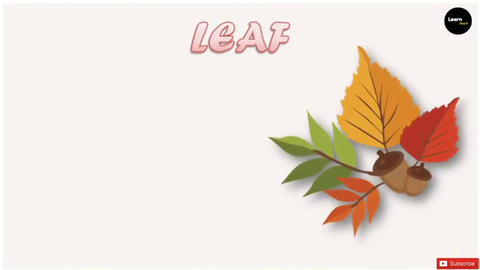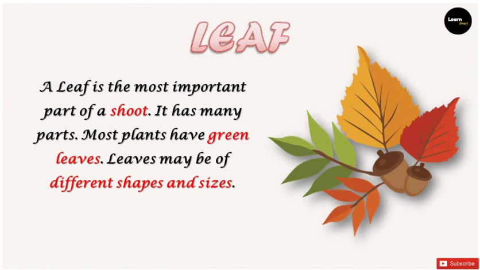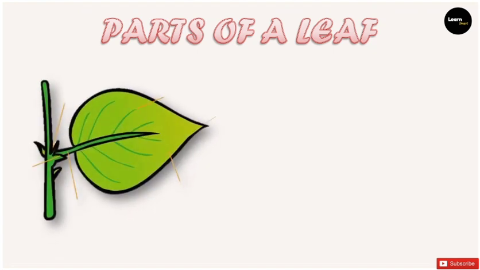Leaf. A leaf is the most important part of a shoot. It has many parts. Most plants have green leaves. Leaves may be of different shapes, colors, and sizes. Now discuss parts of a leaf. See this picture carefully.